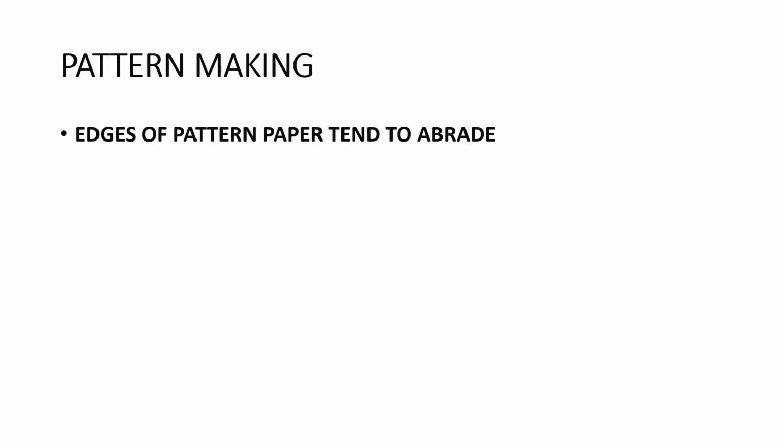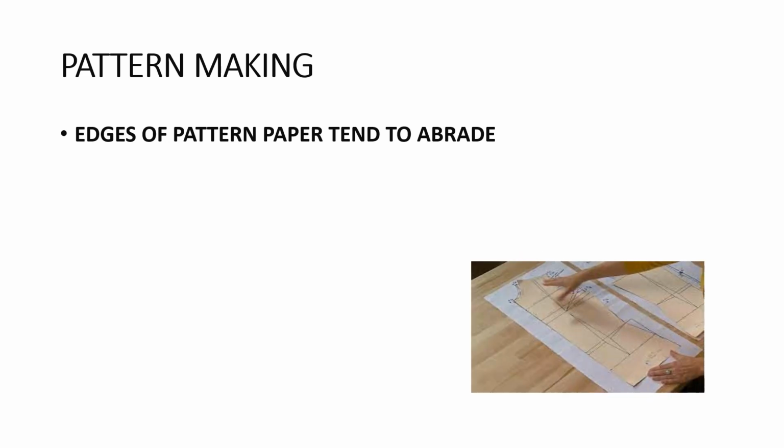Now after these pattern making operations and different parameters, we have to see the edges of the pattern paper, whether there is a tendency to abrade. So edges of the pattern papers are also very important while we are doing the pattern making. This is particularly true for a computerized system or any kind of manual system. The paper where you are taking the printout or doing the pattern making, the edges of the pattern paper play a very important role.